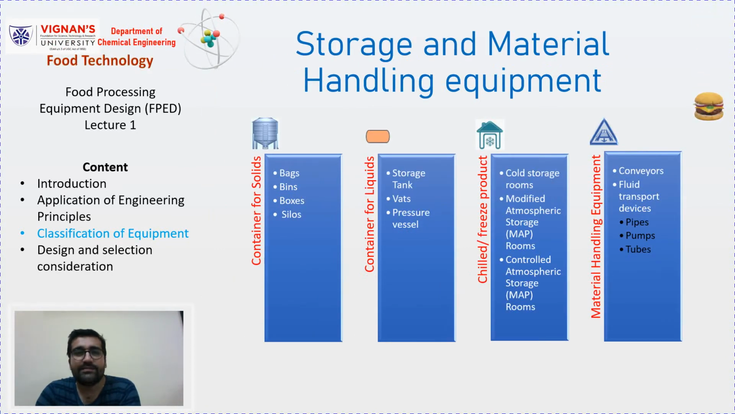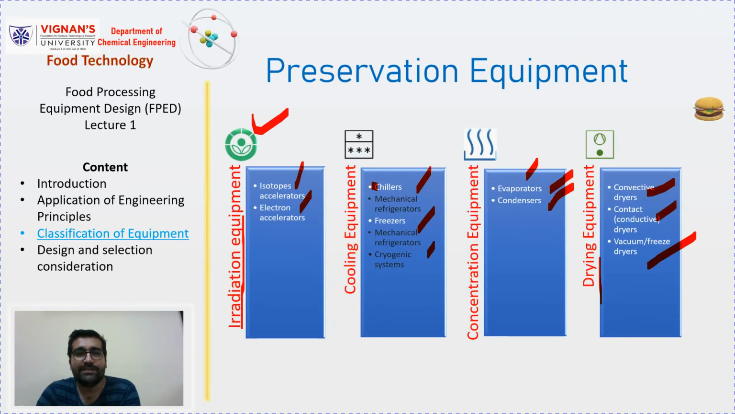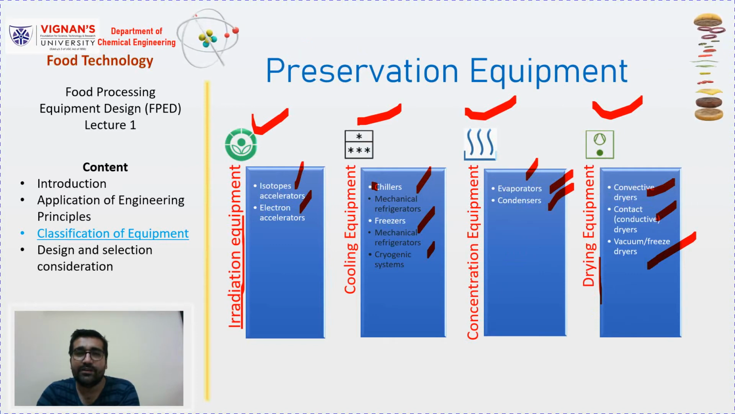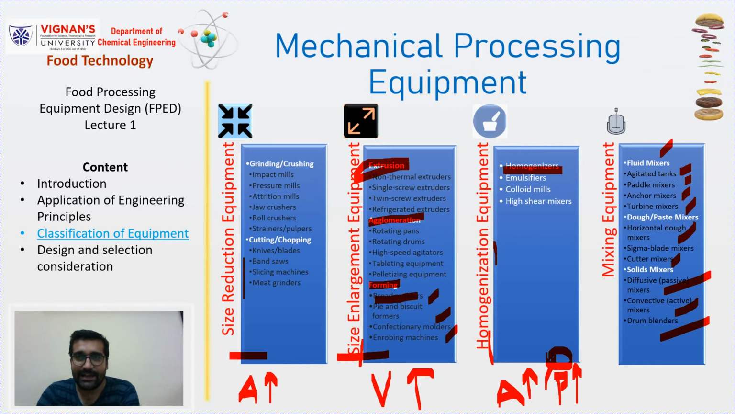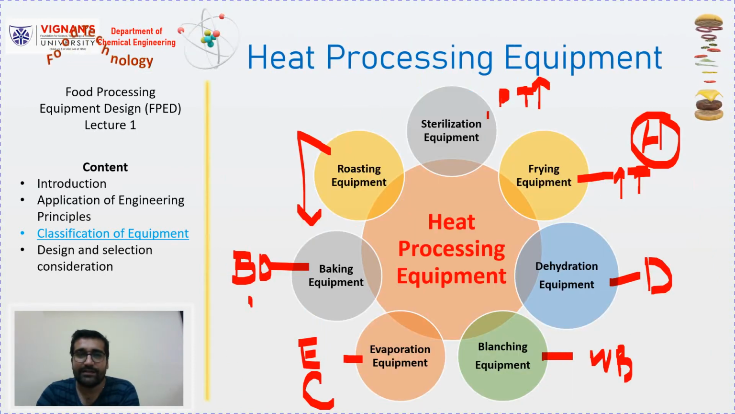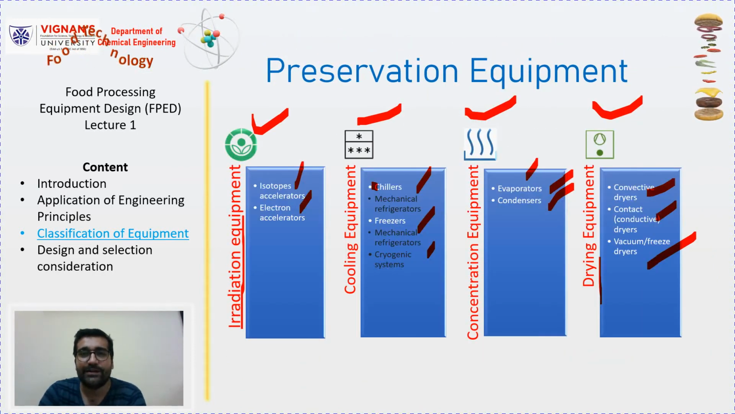Here I tried to keep the symbols which are used in industry for different types of equipment. For example, concentrating equipment uses this symbol. For cooling equipment they use this symbol. For irradiation they use this symbol. Likewise, it is there with every slide. I tried to keep it so that I make the slides more informative for you.